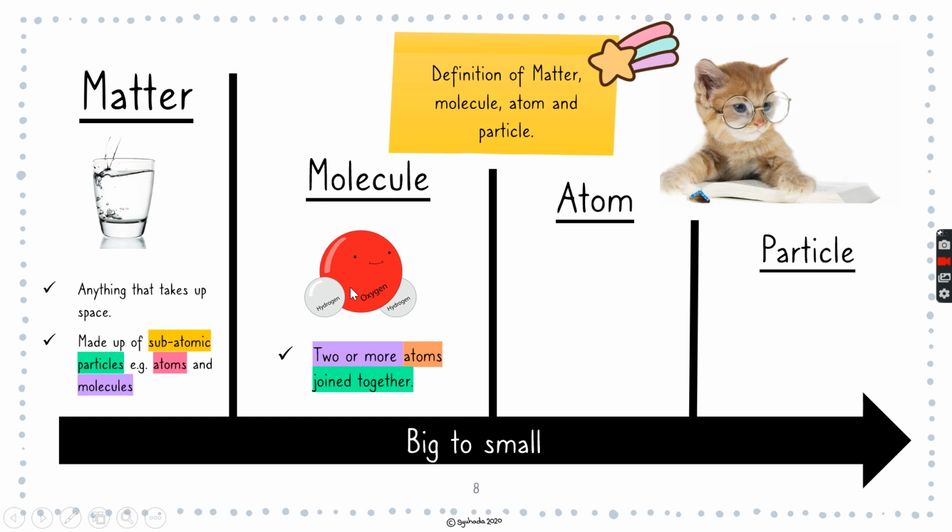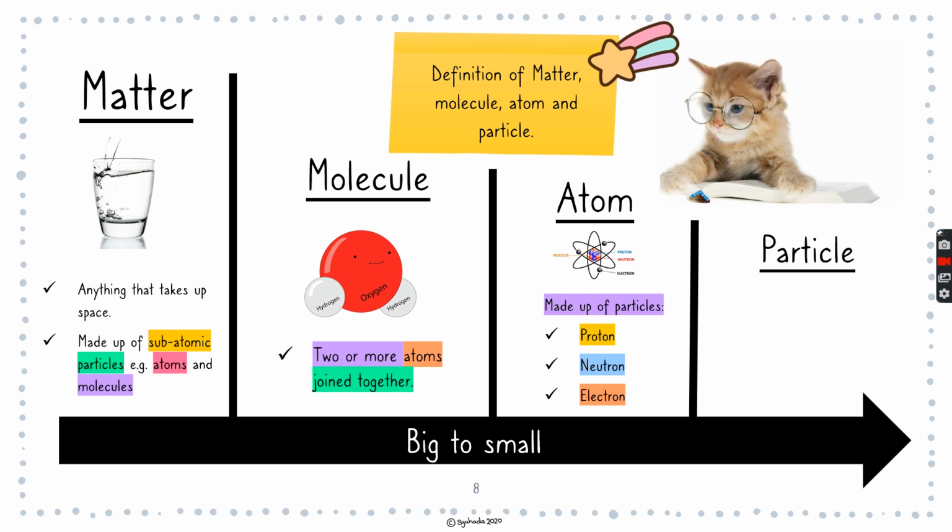So a molecule is when you have two or more atoms that are chemically bonded, or chemically joined together. So what is an atom? An atom is just one particle. This atom is made up of a proton, a neutron, and an electron.